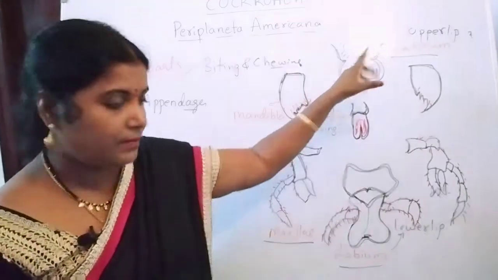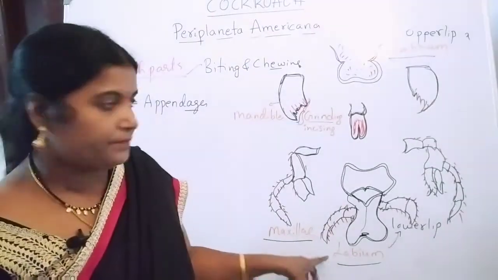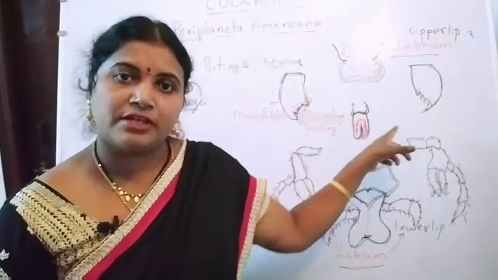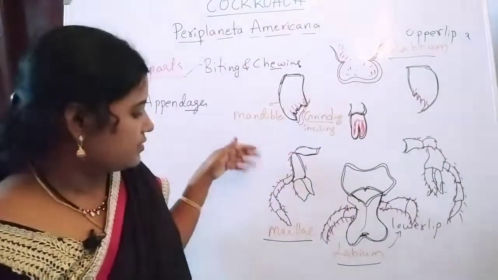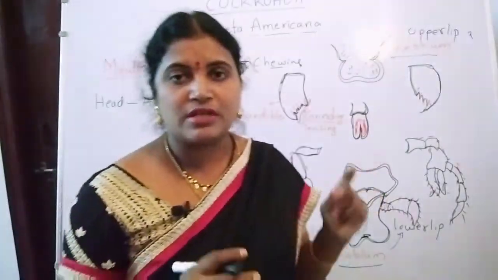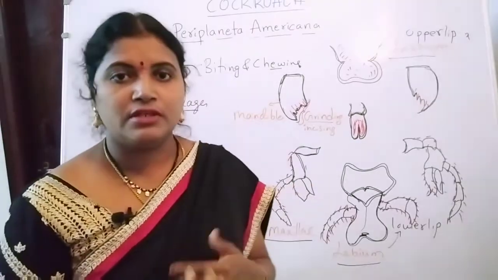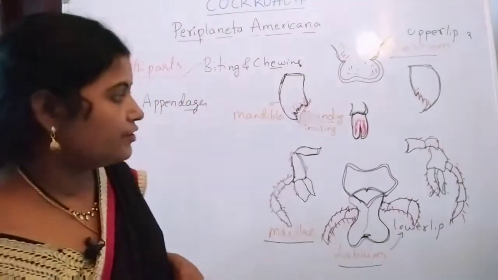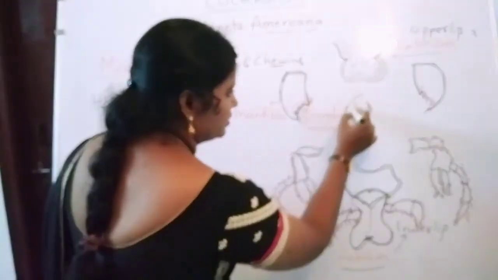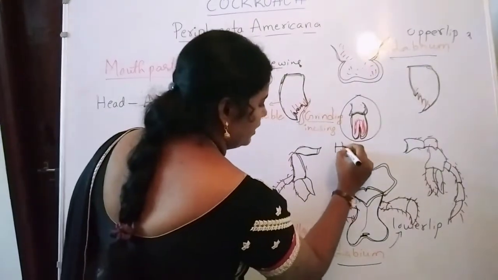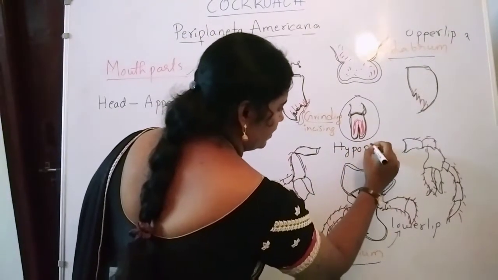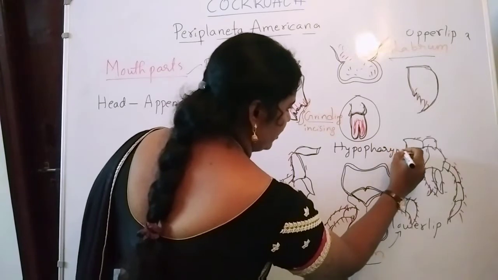First one is labrum, upper lip, and lower lip is labium, and a pair of mandibles for grinding and chewing, and also the maxilla is going to support the mandibles for the digestion. And also here we have the special structure known as hypopharynx. So what is the function of hypopharynx?